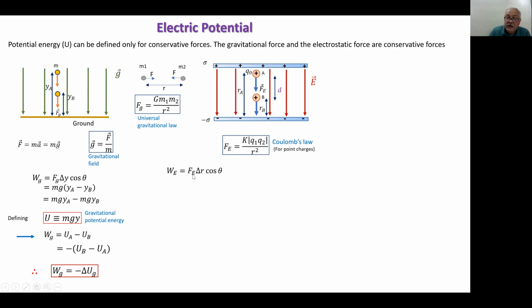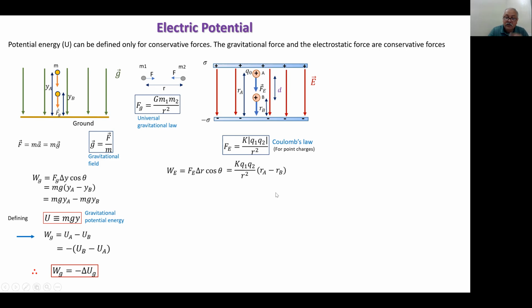Now let's apply the definition of work. Again, in this case, it's the electrostatic force times the displacement in the y direction, which we call delta R, times cosine theta. But what is the angle? The displacement goes from here to here, and the force is going downward. In that case, the angle is 0, and cosine 0 is equal to 1.